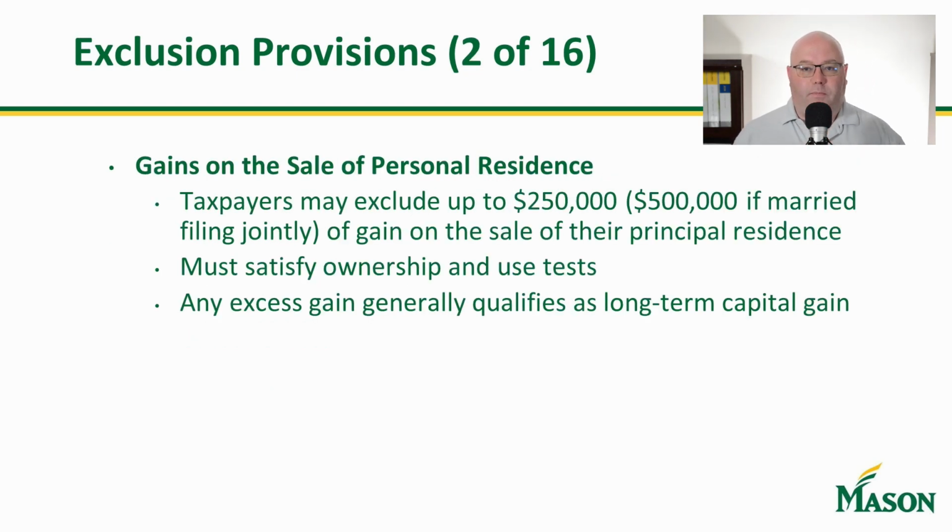Gains on personal residence. We don't talk about this in this class. It used to be a topic in my class, but this time we decided to 86 it. But basically, you can exclude gains on the sale of your personal residence. If you're single or head of household, you can exclude $250,000. Or if you're married filing separately, you can exclude $250,000. But if you're married filing jointly, you can go up to $500,000.